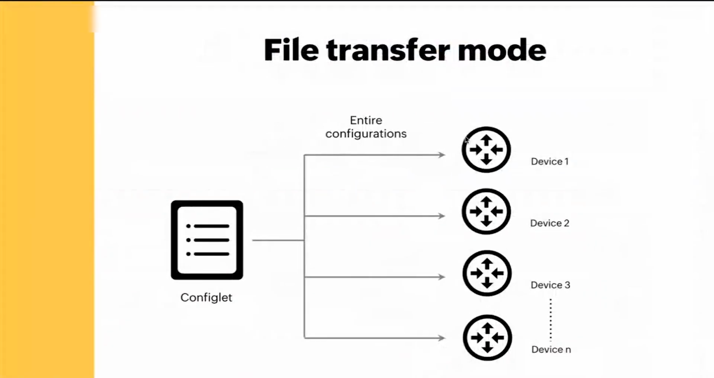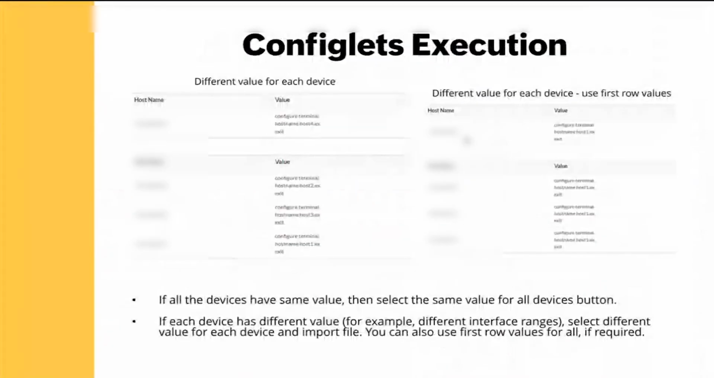As mentioned before, you would have come across this template variable selection where you need to select whether same value for all devices or different value for each device. Why this feature is provided is because there are some devices which will require different details such as interface ranges, host name, etc. In those cases, you can use this option where different values will be executed to different devices in your network configuration manager. So let me show you this in the UI.